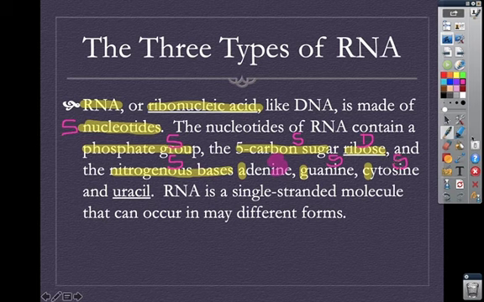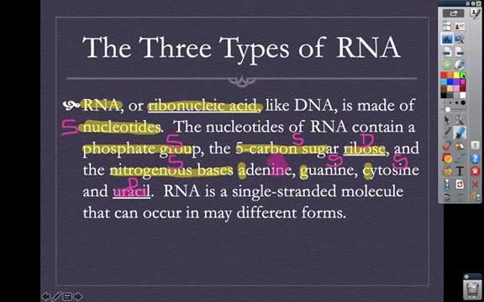So those things are similar. Here's where they differ. Remember, DNA has the 5-carbon sugar deoxyribose, and it has the nitrogenous base thymine. Notice there's no thymine, or T. Instead, we have uracil. So uracil replaces thymine. So that's going to be a difference between DNA and RNA.